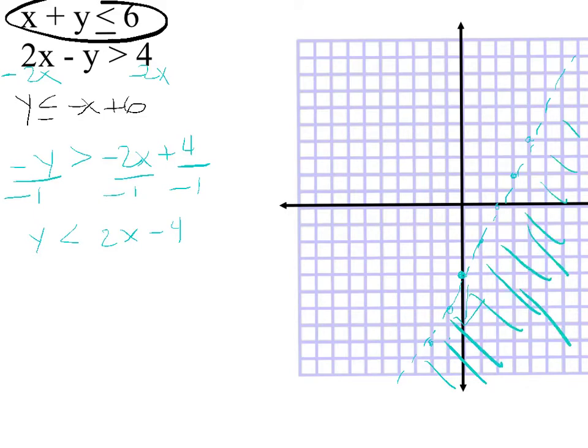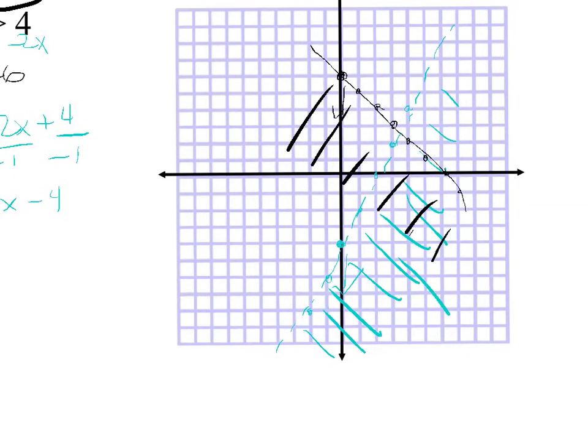Okay, then we'll go to the first one that we did, and that one crossed at 6. 1, 2, 3, 4, 5, 6. And my slope is negative 1 over 1. This one's going to be a solid line. It says y is less than or equal to, which is shaded below, so we shade this way. And so our final answer is going to be where the two overlap.